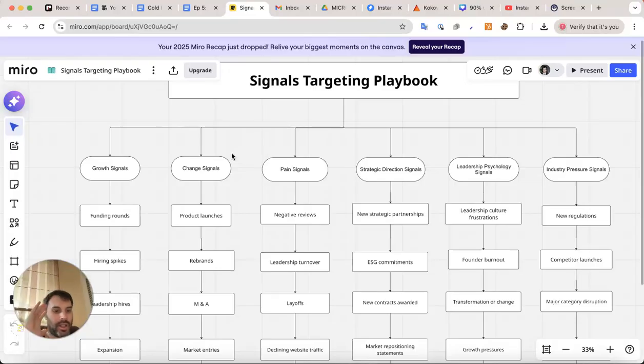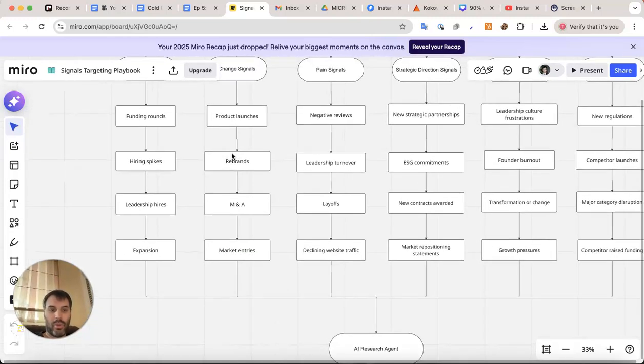Okay, so as I mentioned at the start of the video, just to recap, a big part of outbound is timing. Signals allow you to bridge that gap because you can spot something that gives you a reason to reach out to those companies. So really important.